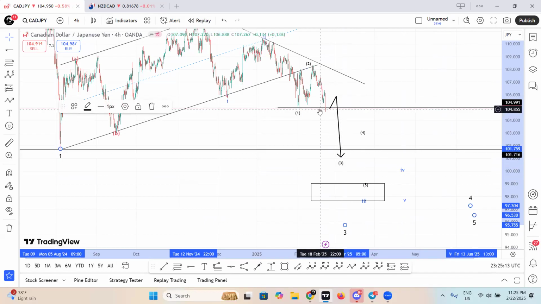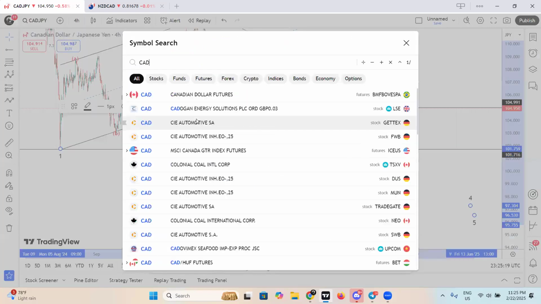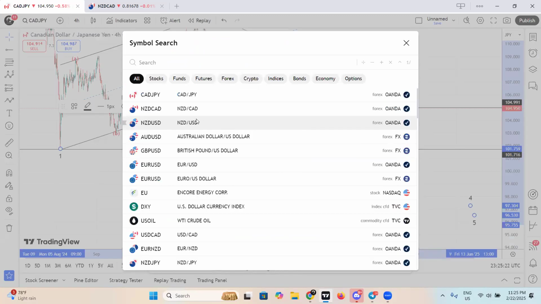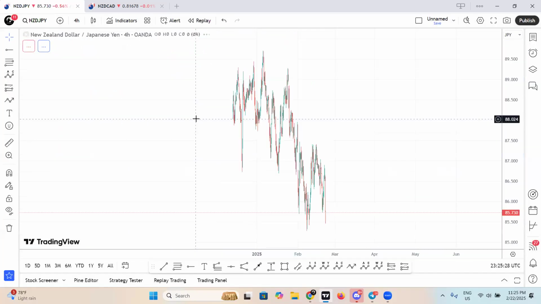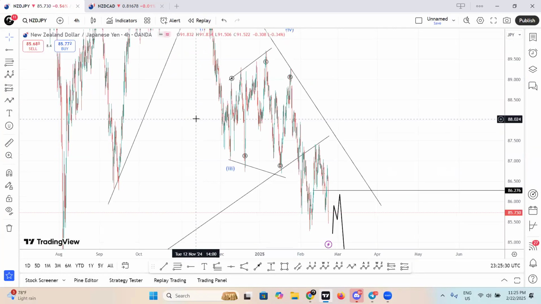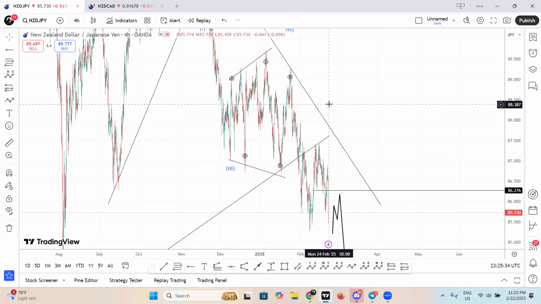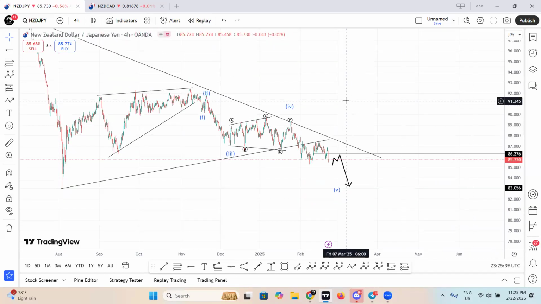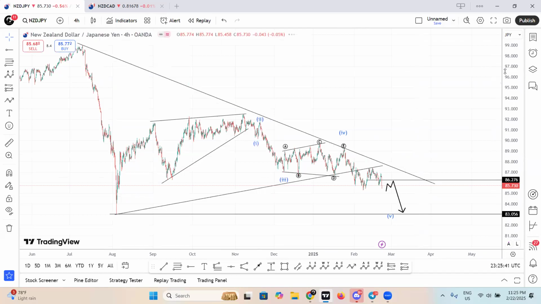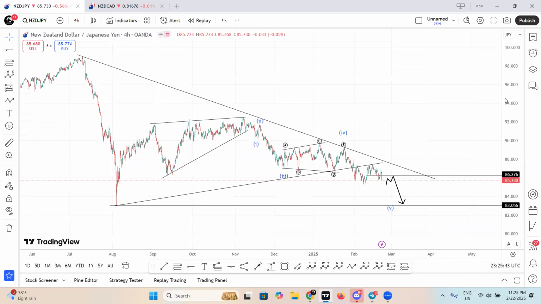So a move to the downside to break this level, 101.75 on CAD JPY. So next is NZD JPY. On NZD JPY, you see it is also the same structure as CAD JPY. Nearly all JPY pairs have the same structure.